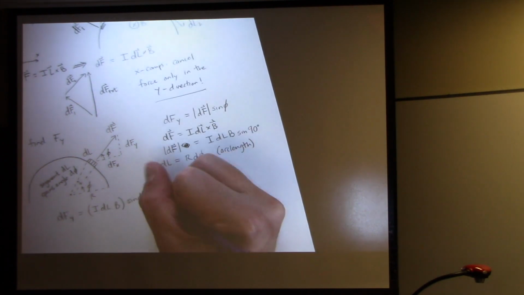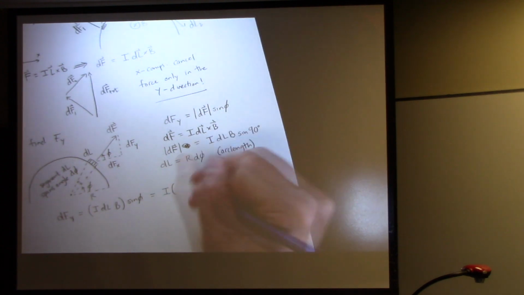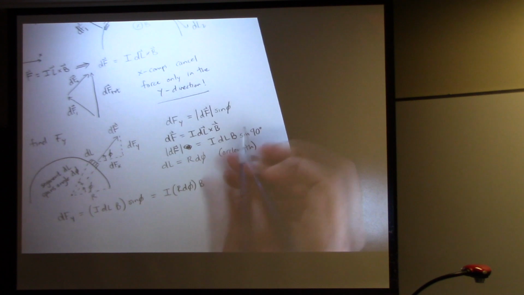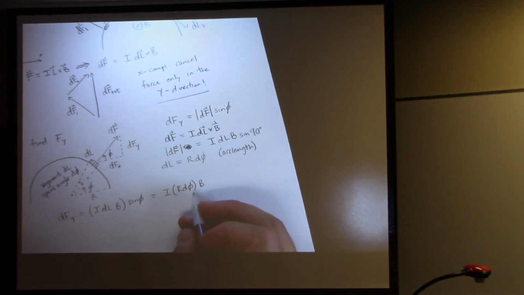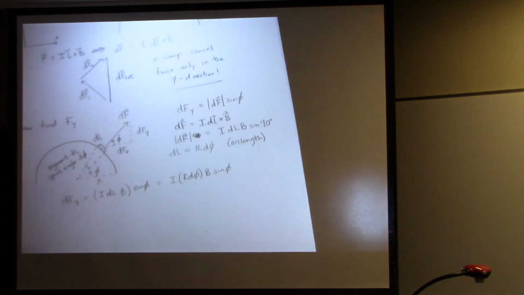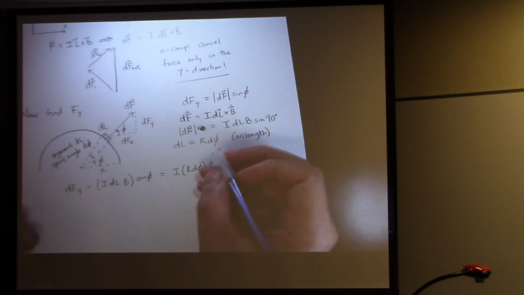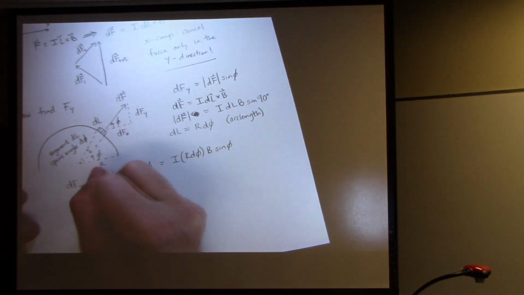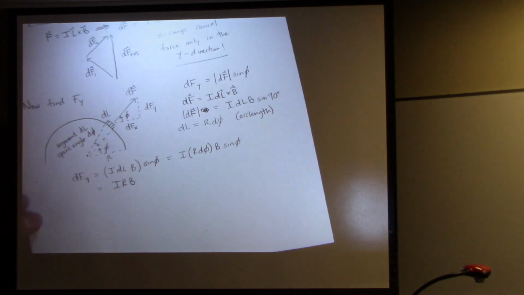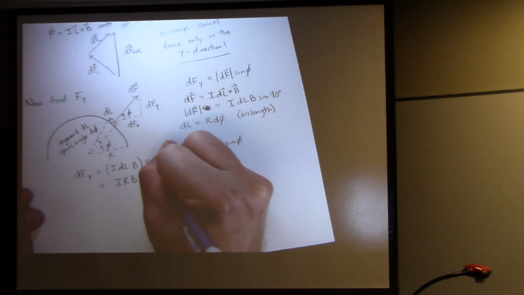And then let's plug in the fact that from before, we could say that dl is going to be R d phi. So plug that in for dl, and then we have B sine of phi. Okay, so to clean this up a little bit, what we have is I times R times B, those are all constants, and then we have sine of phi times d phi.